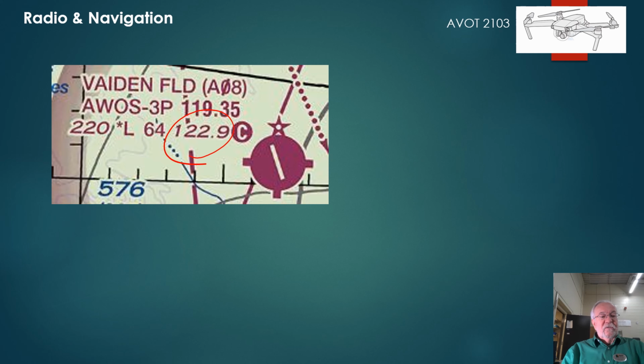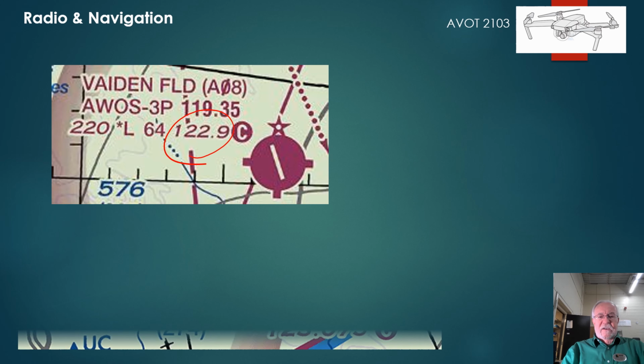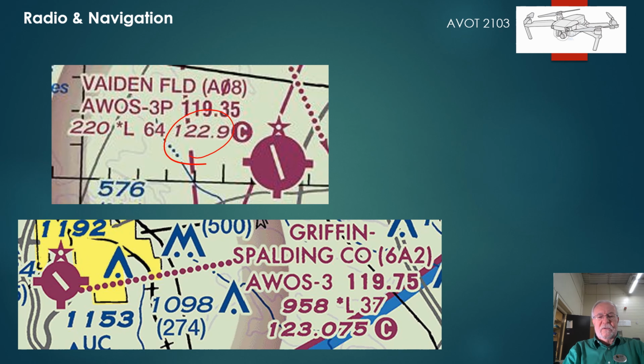If the airport does not have a C or CTAF frequency listed, we do use that 122.9 number. So even if it didn't have the magenta C, you would use 122.9. But in this case, they listed it. Some airports have a dedicated CTAF frequency. Here's Griffin Spalding, and it has the C again here, and has its own number here, 123.075. Well, that's the Common Traffic Advisory for manned aircraft in and out of the Griffin Spalding Airport.